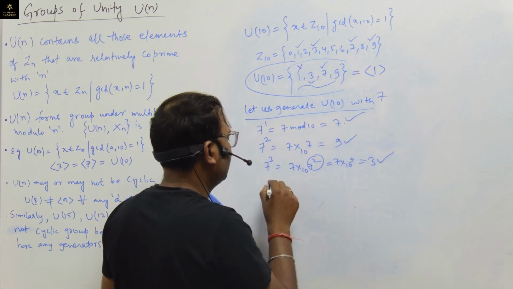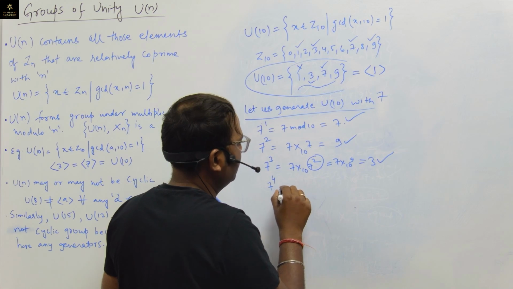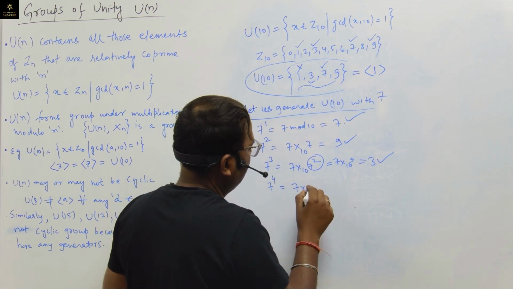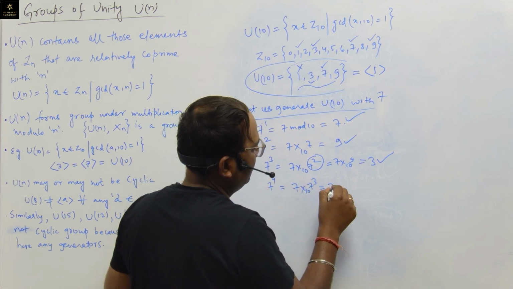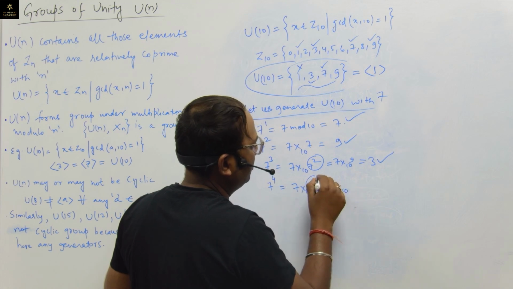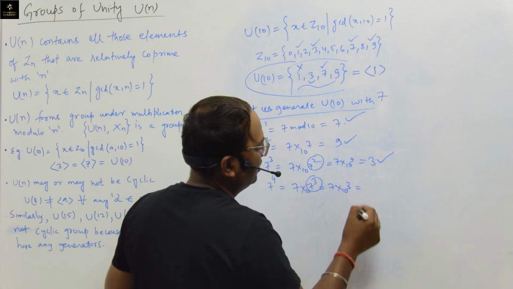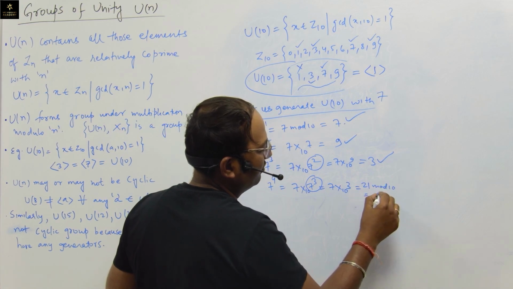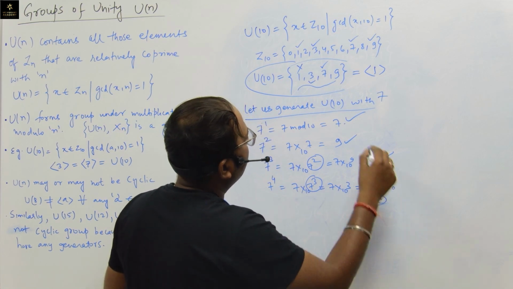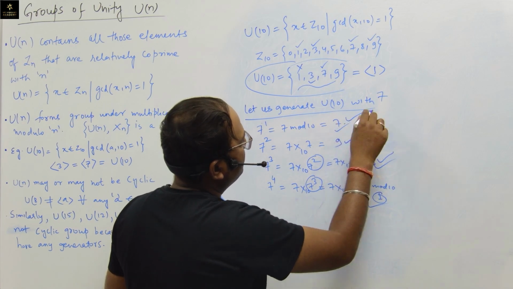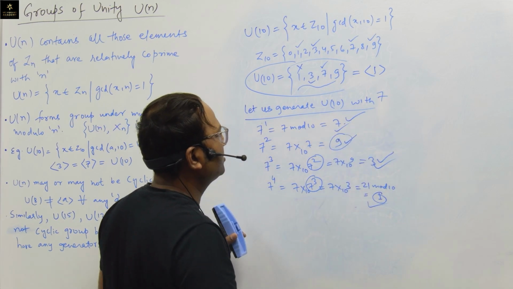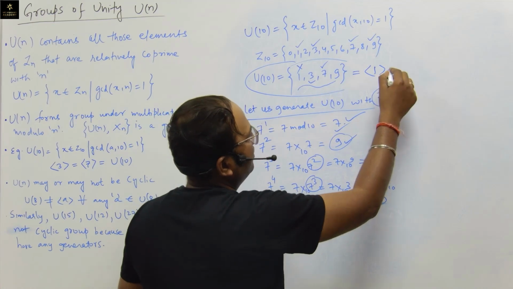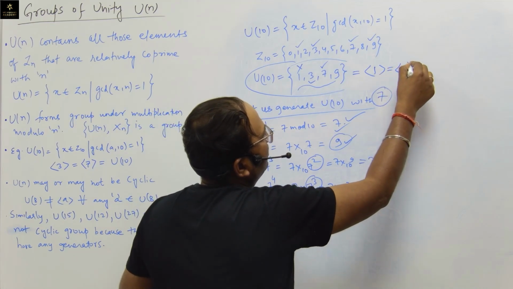So 3 is generated, 7 is generated, 9 is generated. Let us operate this one more time. This is 7 to the power 4. This is 7 cross 7 to the power 3, and 7 to the power 3 is 3. So this is 21 mod 10. The remainder will be 1. So 1 is generated, 3 is generated, 7 is generated, 9 is generated. So all the elements are generated with this 7. So 7 is also the generator.